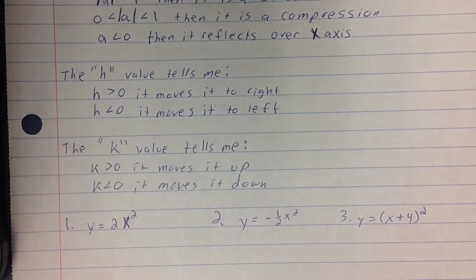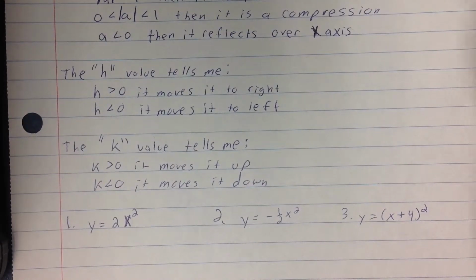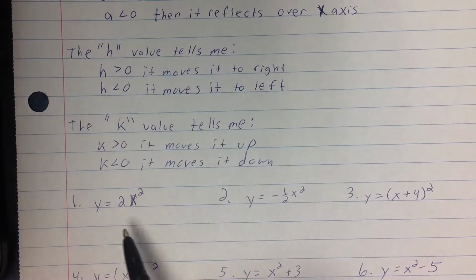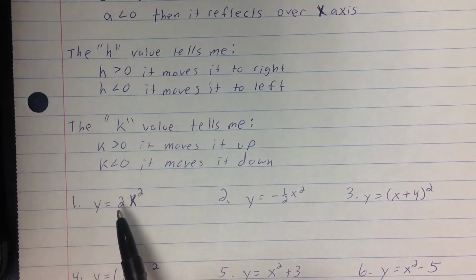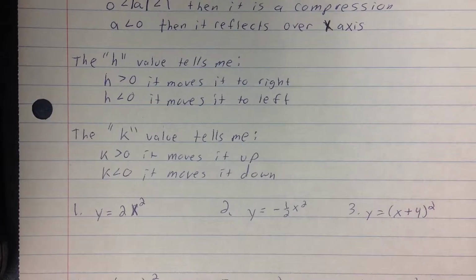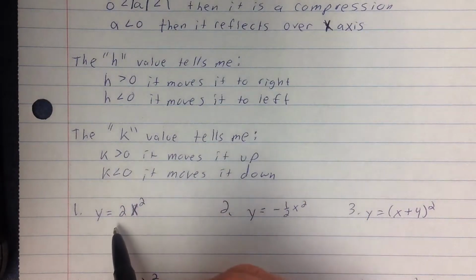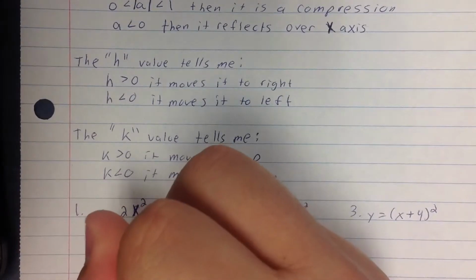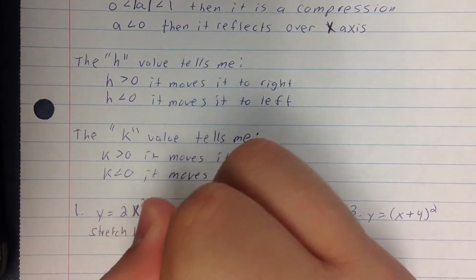So let's look at some examples and try to identify what we're given. So the first one, y equals 2x squared. Well, the 2 is the a. There is no h and k in this one, so if a is greater than 1, it's a stretch. So it's a stretch by a factor of 2.